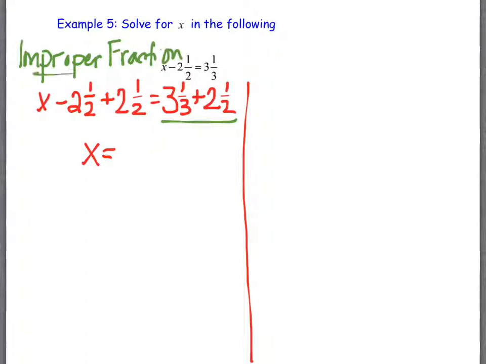So one way to do this problem is with improper fractions. So Kristen wants me to take 3 1/3, turn it to improper fractions. So what would that give me? 10 thirds. How about the 2 1/2? What would that give me? 5 halves. And then what?